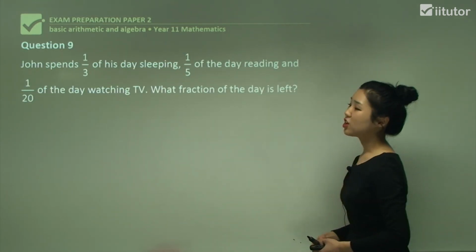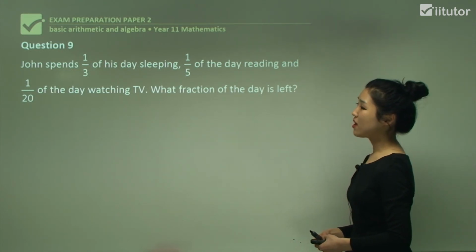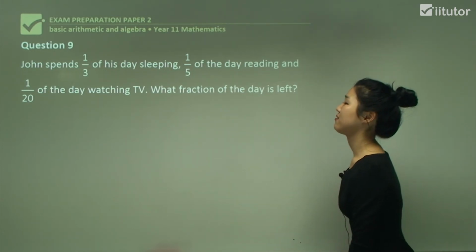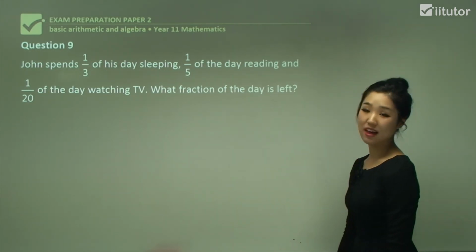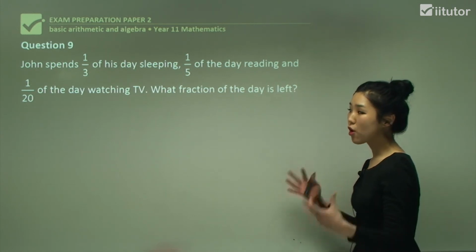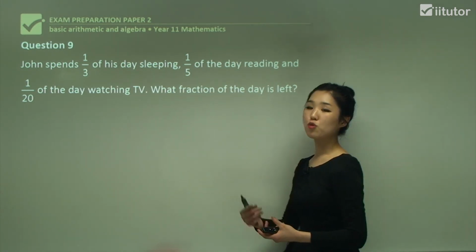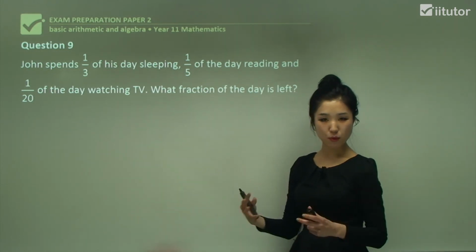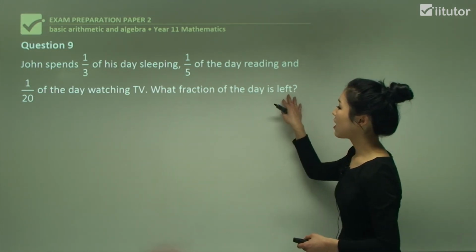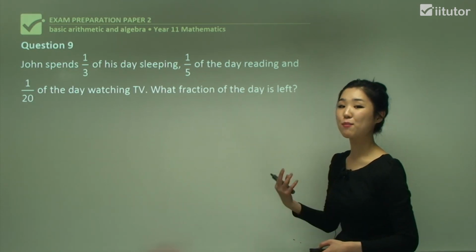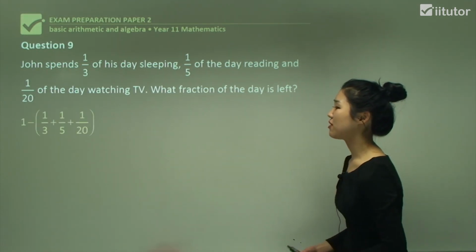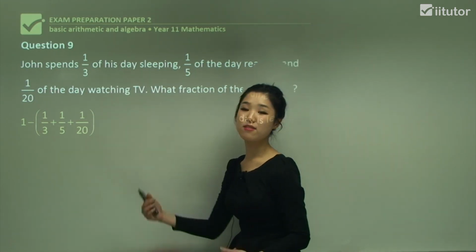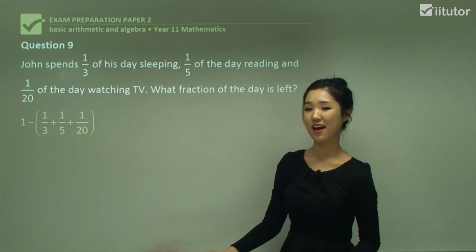Question 9. John spends 1/3 of his day sleeping, 1/5 of his day reading, and 1/20 of the day watching TV. What fraction of the day is left? Well, the total proportion is 1, isn't it? Total number is 1, because these are all representing proportions. So to find the leftover proportion of the day, which should be just 1 minus all of these, isn't it? So add them all up and then subtract them from 1 is what you should get, guys.